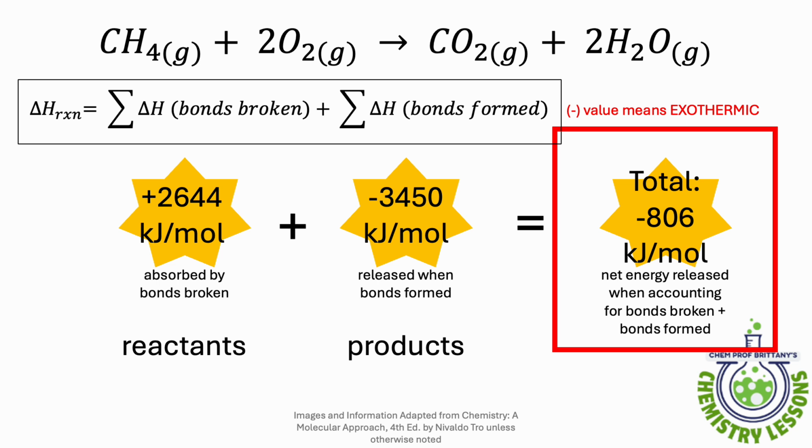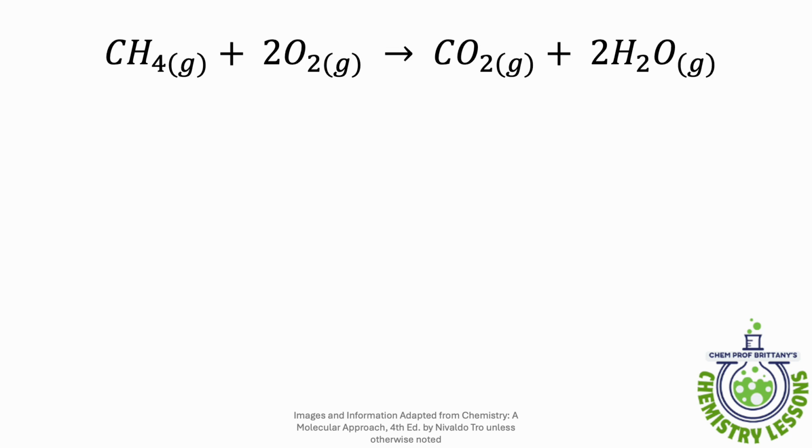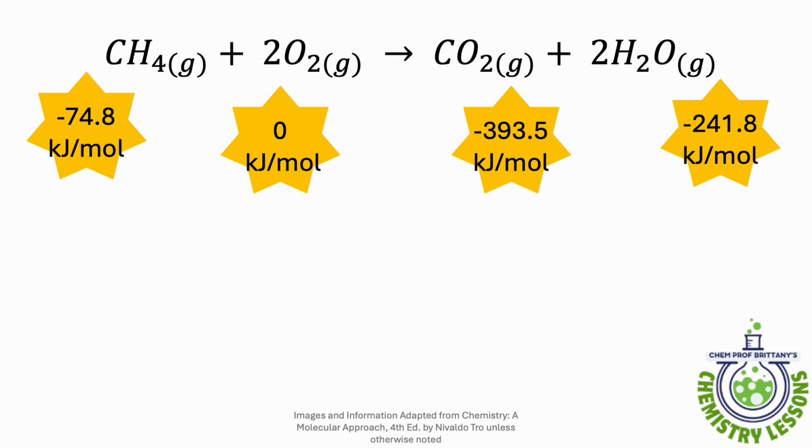So that is the first way, by looking at the energy associated with each bond in our products and reactants. The next way that we can do this is by looking at what we call the enthalpy of formation, which is the energy associated with the creation of each of the substances in our reaction. So, same exact reaction with these energies associated with the formation.